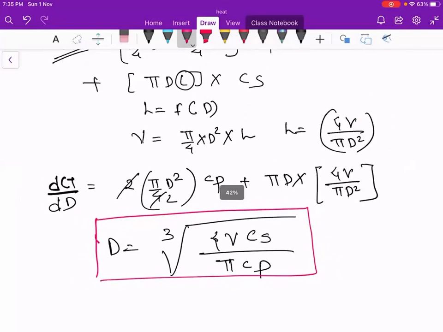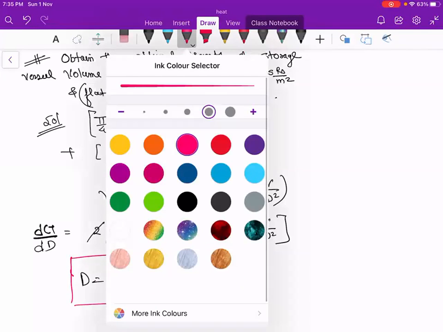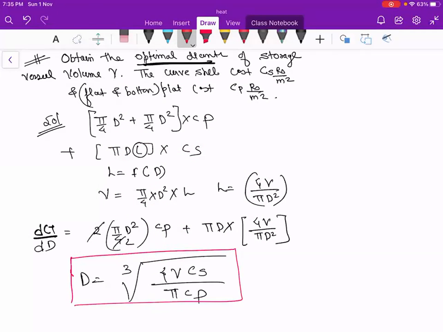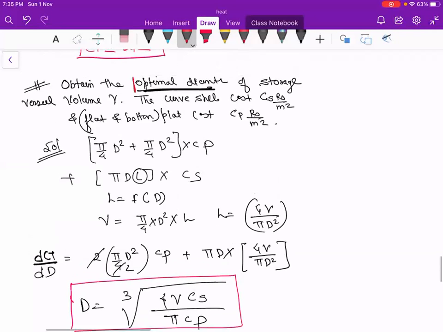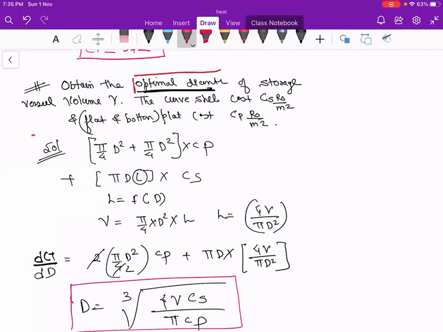I will explain once again, don't worry. Okay, see what is given in the question: obtain the optimal diameter of storage volume V. So what is the storage volume? It is cylindrical, because they have mentioned the curved shell and the flat end bottom, so flat end, Cp.